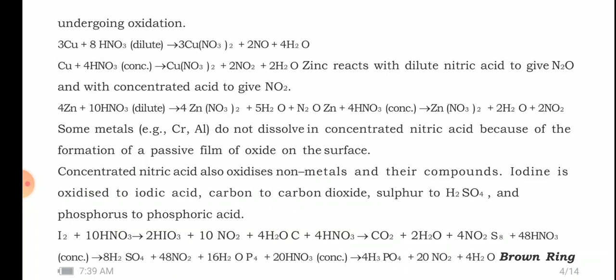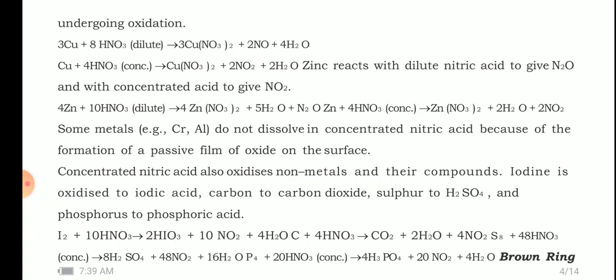So when copper reacts with dilute nitric acid, it forms copper nitrate, nitric oxide and water. When copper reacts with concentrated nitric acid, it forms copper nitrate, nitrogen dioxide and water. So just see the difference between dilute and concentrated. So when nitric acid reacts with zinc, it forms zinc nitrate, water, sodium zincate and nitric acid.